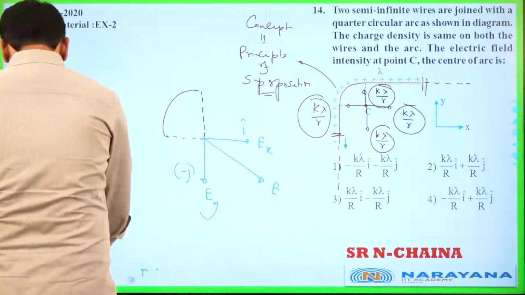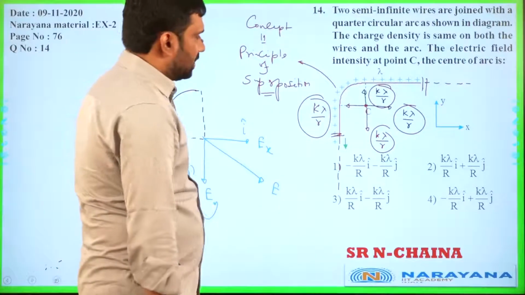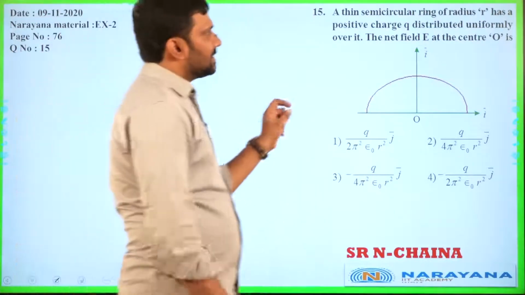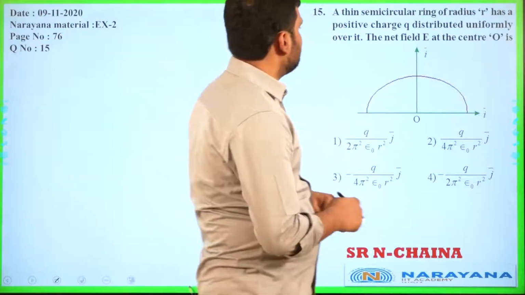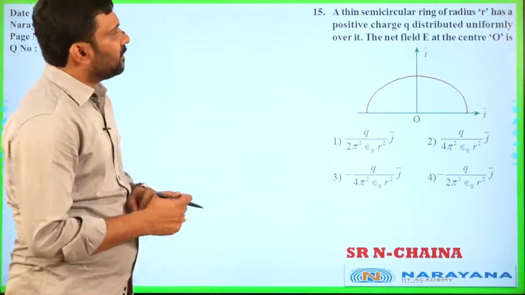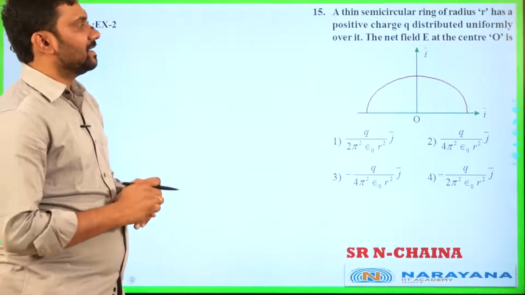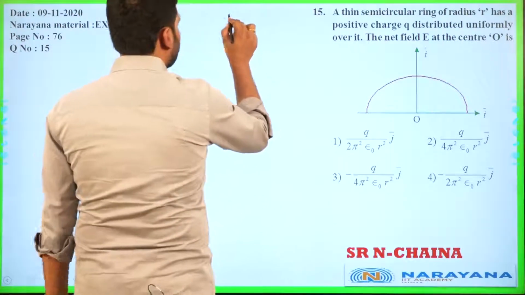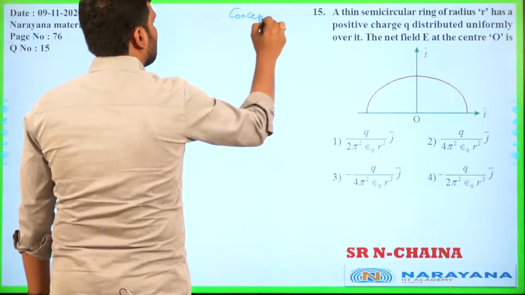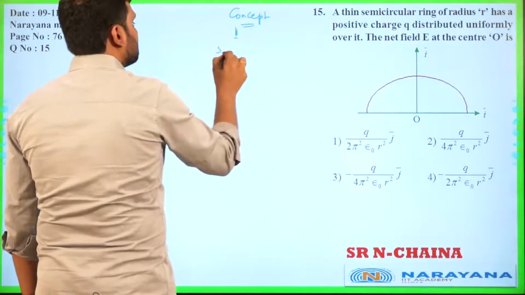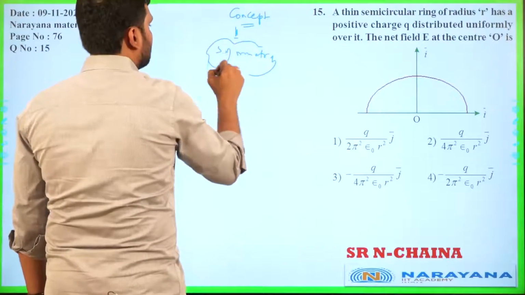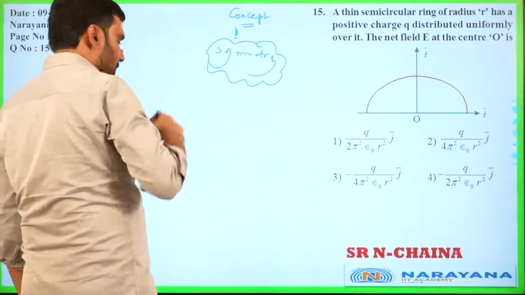Chalo. Next one, this one. So, they are saying that a thin semicircular ring of radius r has a positive charge q distributed uniformly over it. The net electric field at the center O is. Now, this is also based on symmetry. So, here concept is symmetry. All right, let us check.